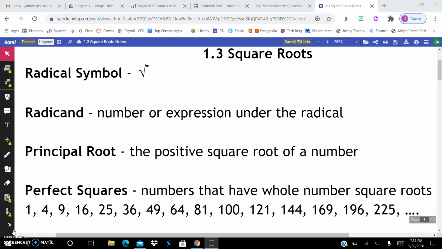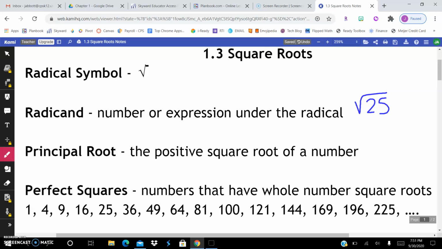Today's lesson is on square roots. So our first vocab word is a radical symbol, and the radical symbol is just the square root sign, the square root symbol. The radicand is the number or expression under the radical. So if you were given the square root of 25, 25 is the radicand.